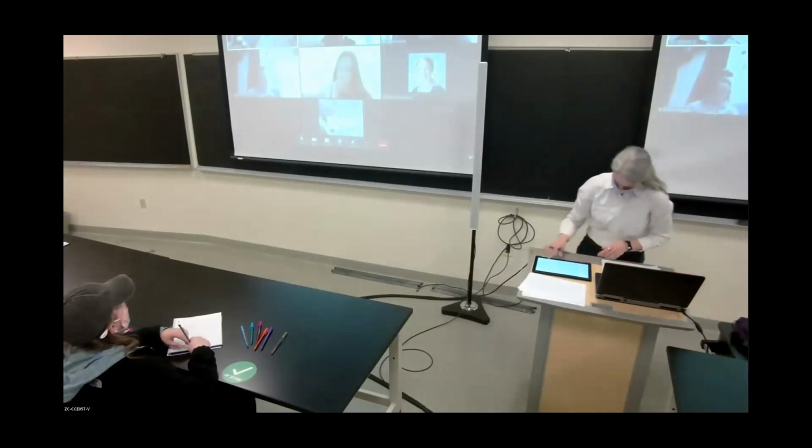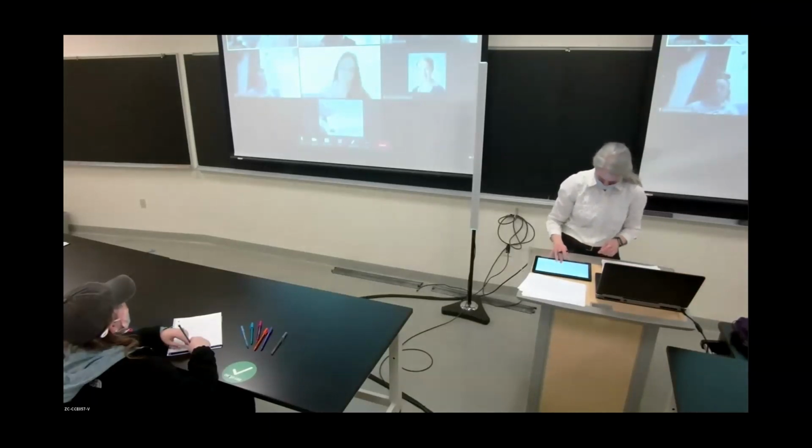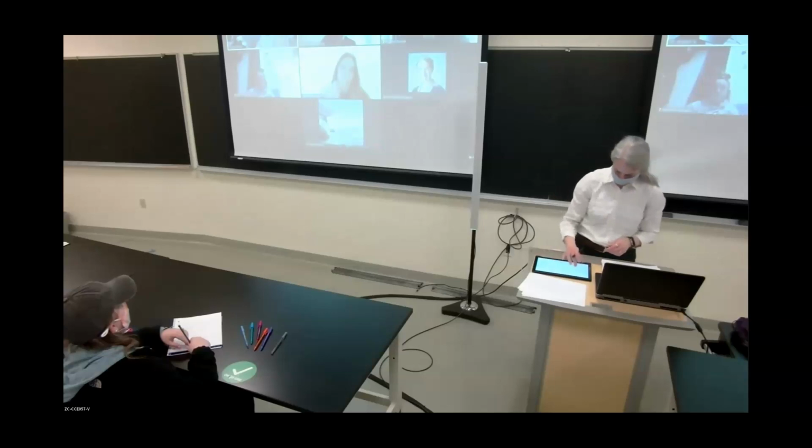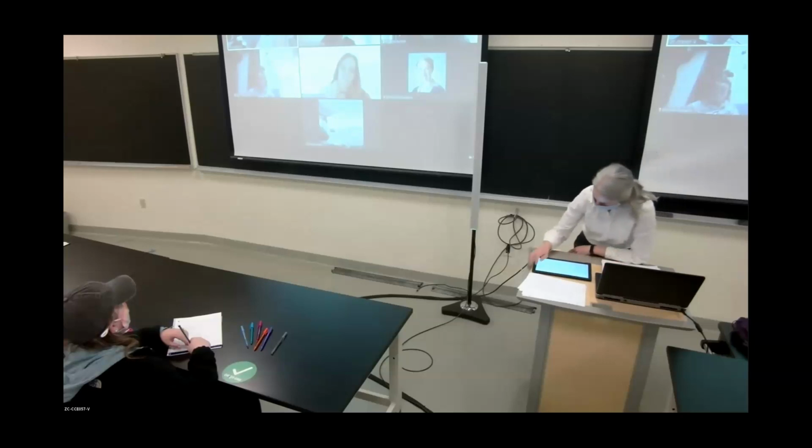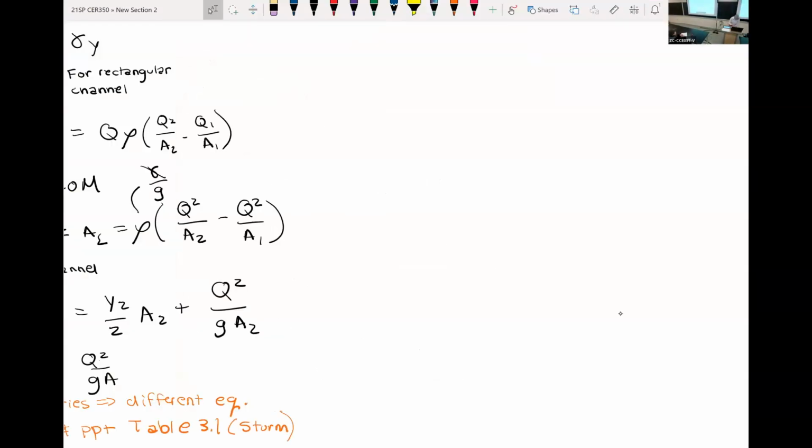So we can figure out what the relationship is between these depths of flow using conservation of momentum. And this is really handy because we'll take a look at some graphs here. If we were to draw the specific energy chart, specific energy diagram for what's happening in a hydraulic jump.